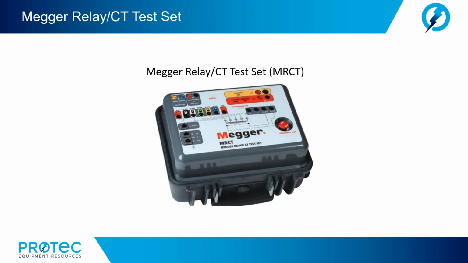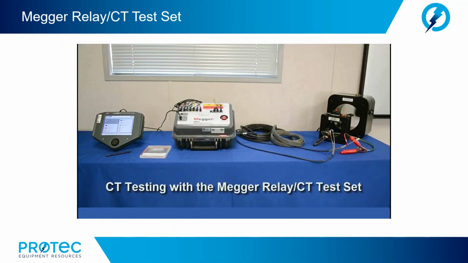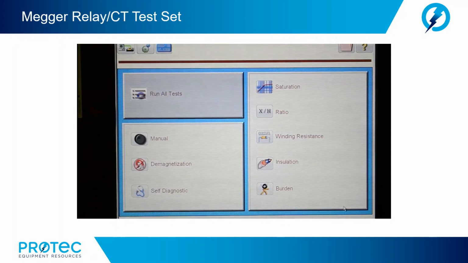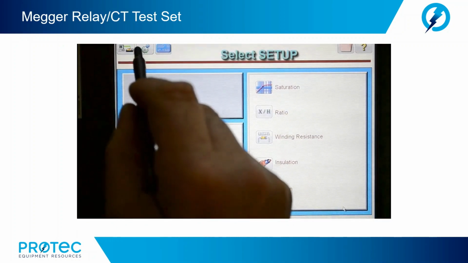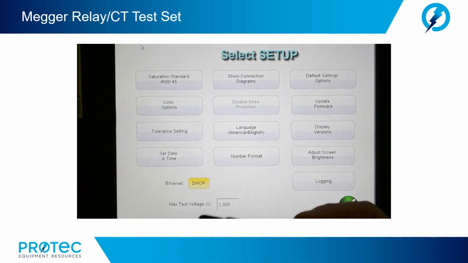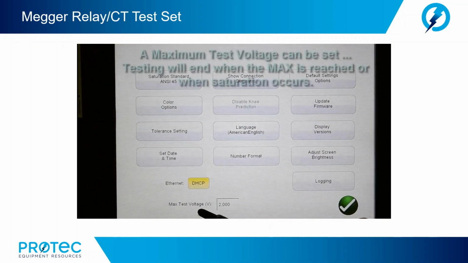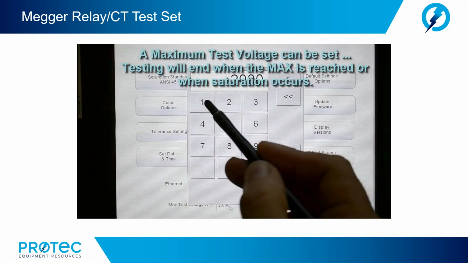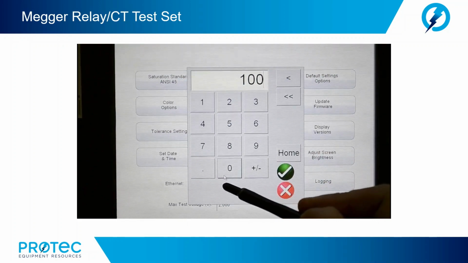Now, as I mentioned, another popular test set is the Megger Relay CT test set, or MRCT. So, let's take a demonstration of this test set. With the Megger Relay CT test set, select Setup. A maximum test voltage can be set. Testing will end when the max is reached or when saturation occurs.